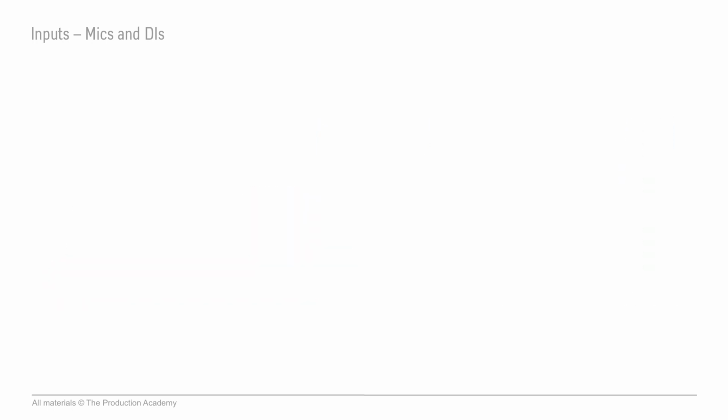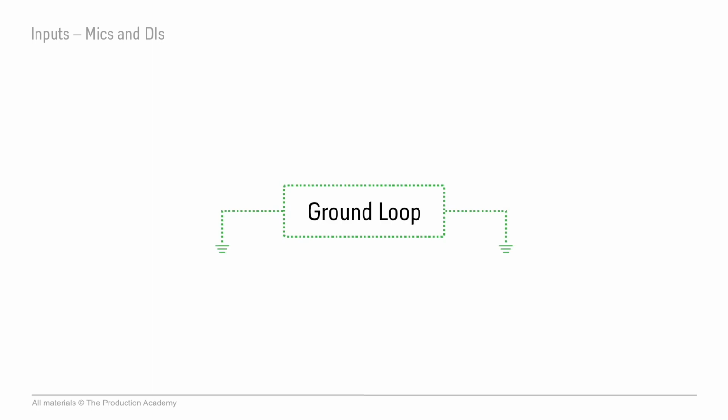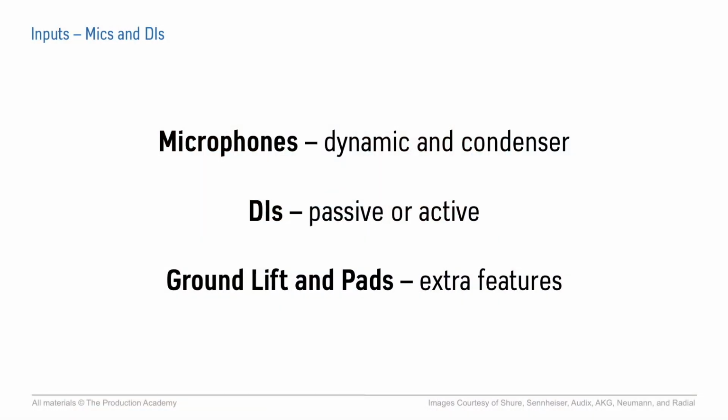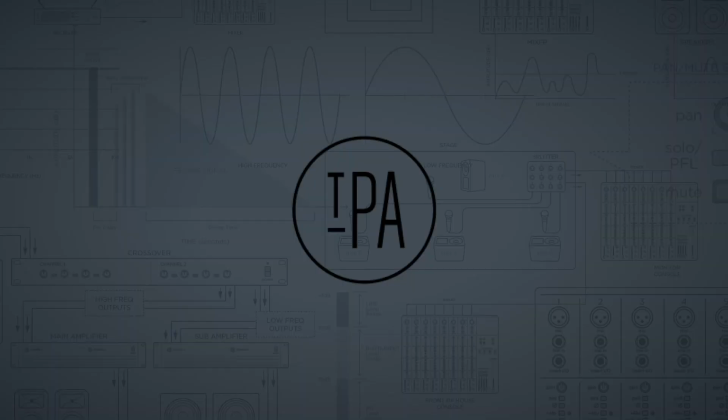Sometimes you'll get a buzz when you use a DI. This is caused by a ground loop. Let's listen to what this sounds like. Flipping the ground switch on the DI will hopefully break the ground loop and send a clean signal to the console. To recap, we looked at microphones, DIs, and a couple extra features we find on DIs.